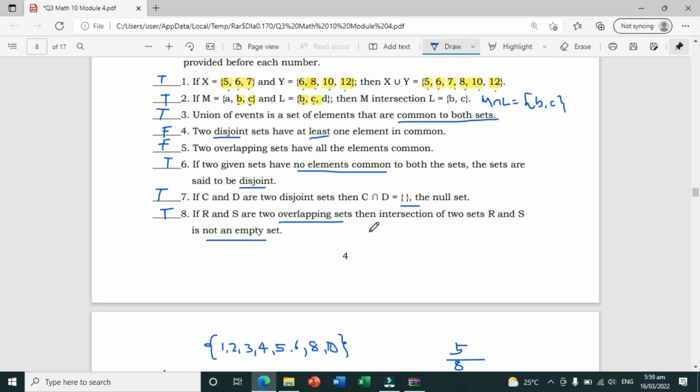Okay, number 3. So, union of events is a set of elements that are common to both sets. So, that is false. Number 4, 2 disjoint sets have at least one element in common. So, that is false kasi disjoint meaning walang common. So, no element in common pag sinabing 2 disjoints.